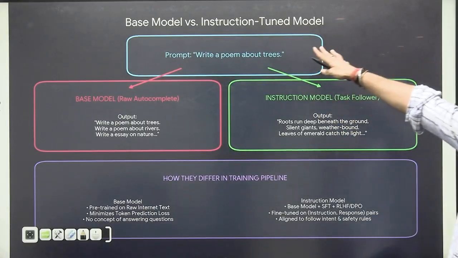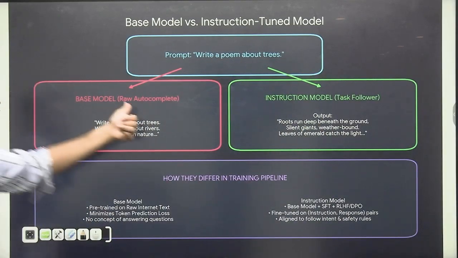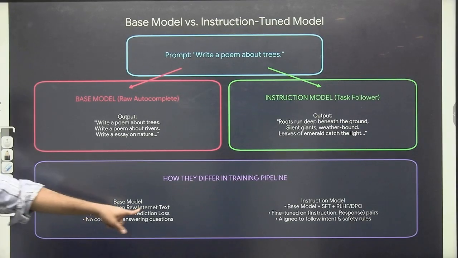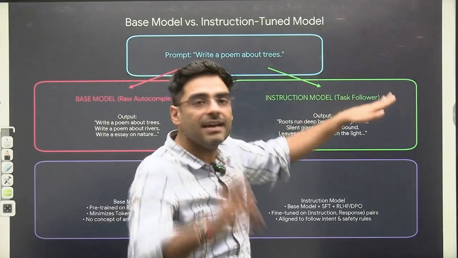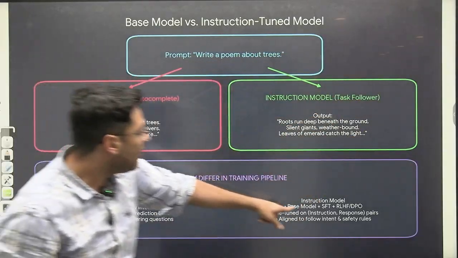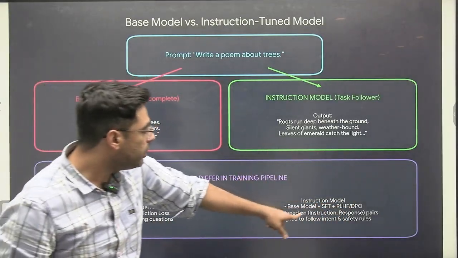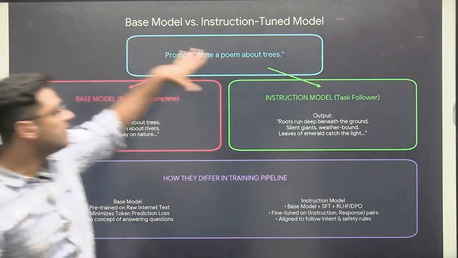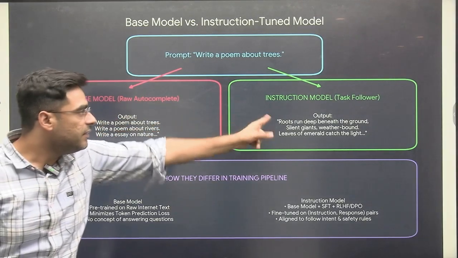For example, base models versus instruction-tuned models. If you see this carefully, base models are raw autocomplete, pre-trained on raw internet text, minimizing token prediction loss, with no concept of answering questions. But the instruction-tuned models are like task followers. They have been trained on the base model plus supervised fine-tuning plus RLHF and DPO, then fine-tuned on instruction-response pairs and aligned to follow instructions and safety rules. So I would say this is the major difference between the instruction-tuned and the base models, and you can also see the difference in the output.